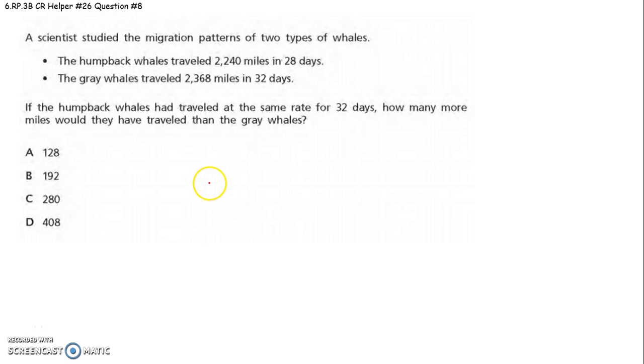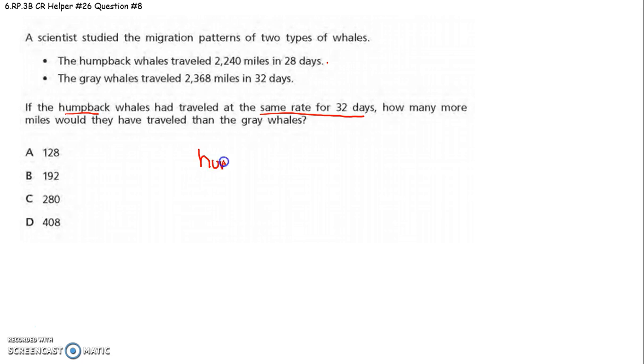Sixth graders, this is to help you with question 8 on CR 26. It says, a scientist studied the migration patterns of two types of whales. A humpback whale traveled 2,240 miles in 28 days. The gray whales traveled 2,368 miles in 32 days. If the humpback whale traveled at the same rate for 32 days, so the same rate it's currently traveling at, how many more miles would they have traveled than the gray whales?